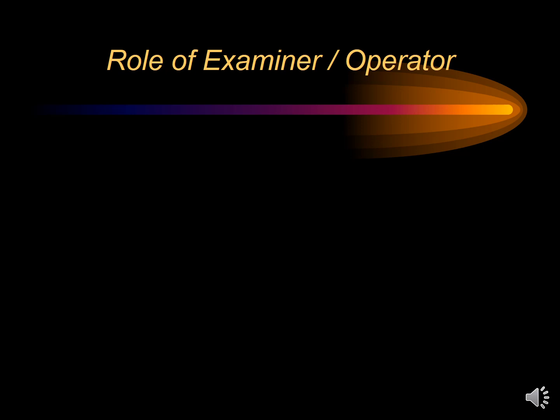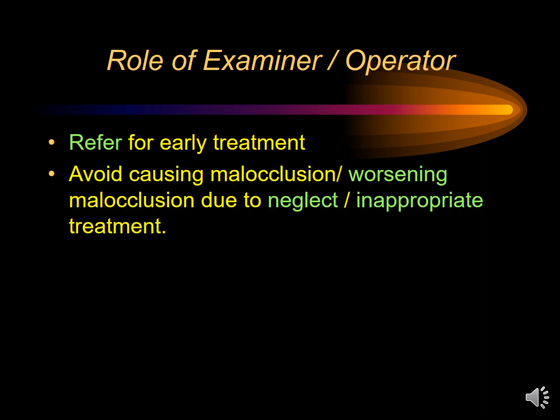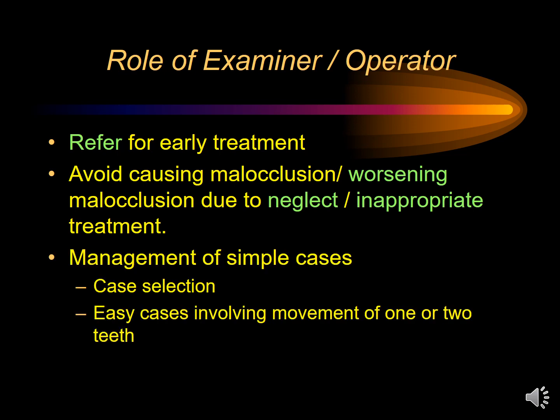To recap our lecture on interceptive orthodontics. What is the role of the examiner or the operator? The important role is to refer the patient for early treatment when such problems are encountered. The operator should avoid causing a malocclusion or worsening the malocclusion due to neglect or inappropriate treatment. Management of simple cases can be done by the general practitioner, but it will require very careful case selection and involves easy cases involving movement of one or two teeth.